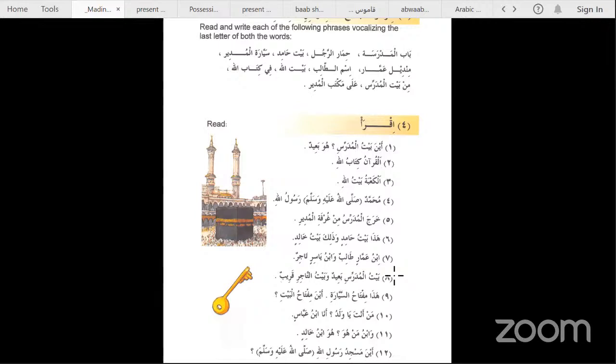Aina masjidi Rasulullah sallallahu alaihi wasallam. Where is the masjid of Rasulullah, peace be upon him? Excellent.